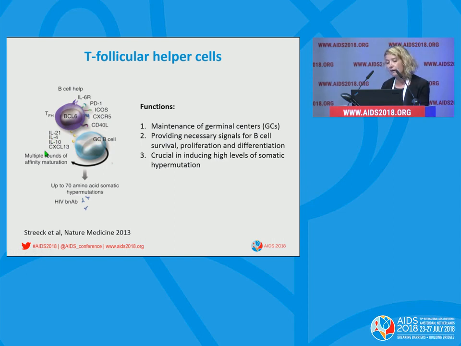By this they provide the necessary signals for B-cell survival, proliferation, and differentiation, and are thought to be crucial in inducing high levels of somatic hypermutation, which are thought to be essential for the generation of broadly neutralizing antibodies. Even though they mainly function in secondary lymphoid tissue, they can be found in circulation.